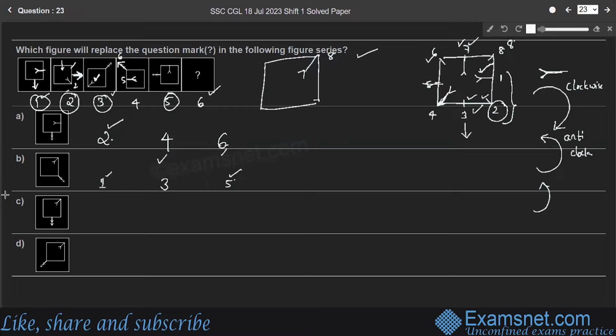Therefore, in the 6th figure, the position of the arrow mark should skip 2 positions in the anti-clockwise direction, 5th and 4th, so it should go to the 3rd position. Skip 2 positions, 1, 2, so it should go to the 4th position. Therefore, look at the options. The symbol inside the box should be at the corner and the arrow mark should be here. So option C is the right answer, which is the sixth figure.